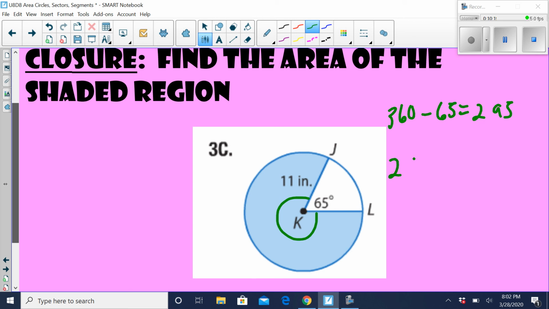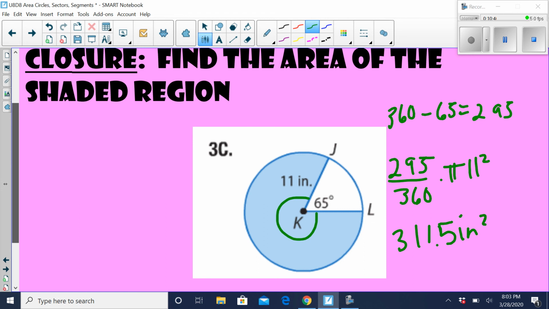Now I'm going to go 295 over 360 times the area of the circle, which would be pi r squared, so pi 11 squared. And 295 out of 360 times pi 11 squared, I end up with 311.497. So I'm going to round it to 311.5 inches squared.